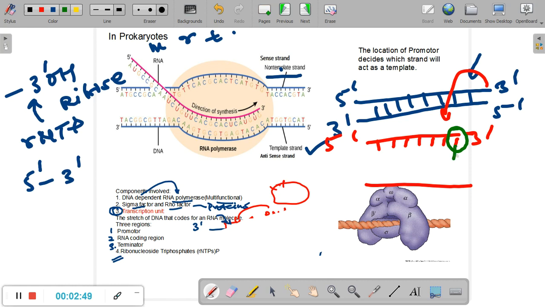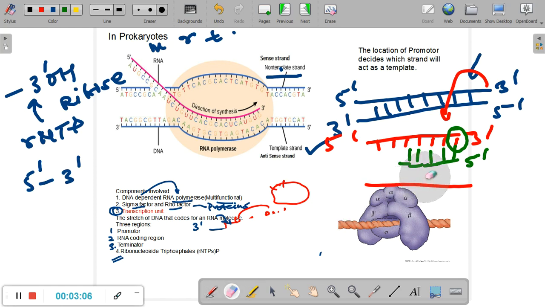So this is the 3' end. This will make a complementary 5' kind of a primer here, and then at the 3' end, the chain will grow in this particular direction. So the upper strand can act as a template for RNA synthesis.